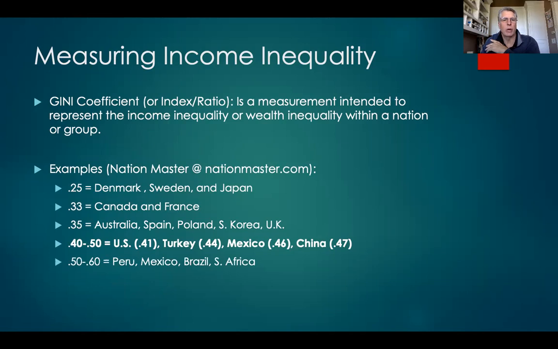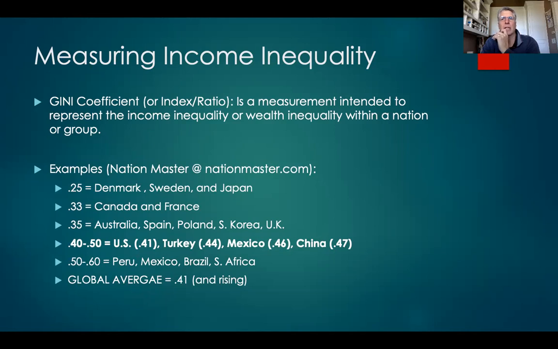And then of course, 0.50 to 0.60, which is the highest. There's not many countries that are above 0.6. Peru, Mexico's in there. You know what? How did Mexico get in there? Anyway, Mexico should not be in there. Brazil and South Africa. Okay, so that just gives you an indication. The global average is 0.41 and rising.